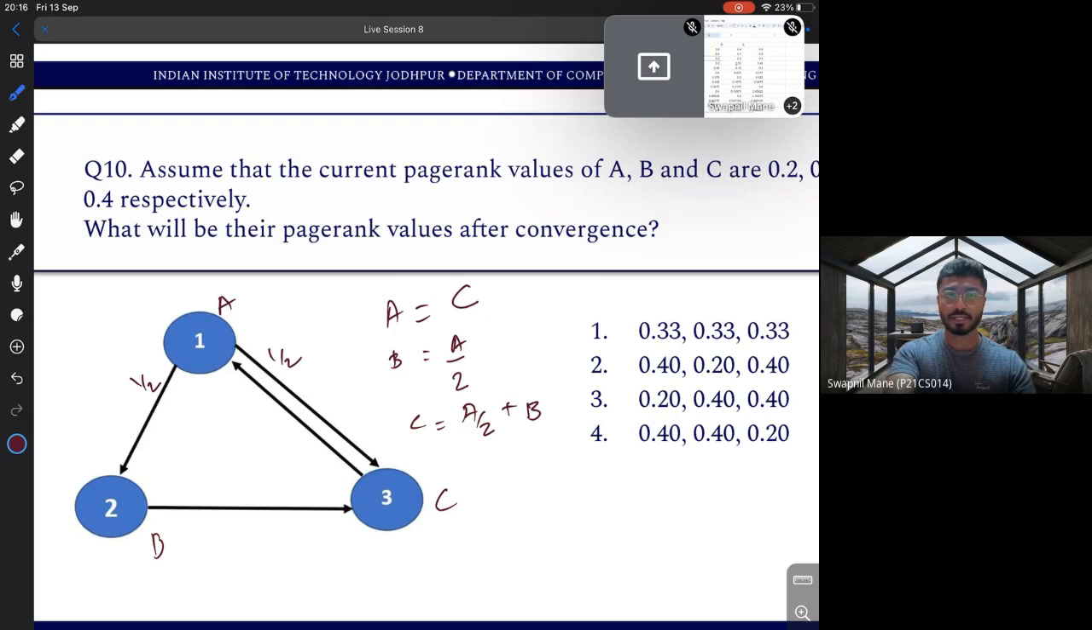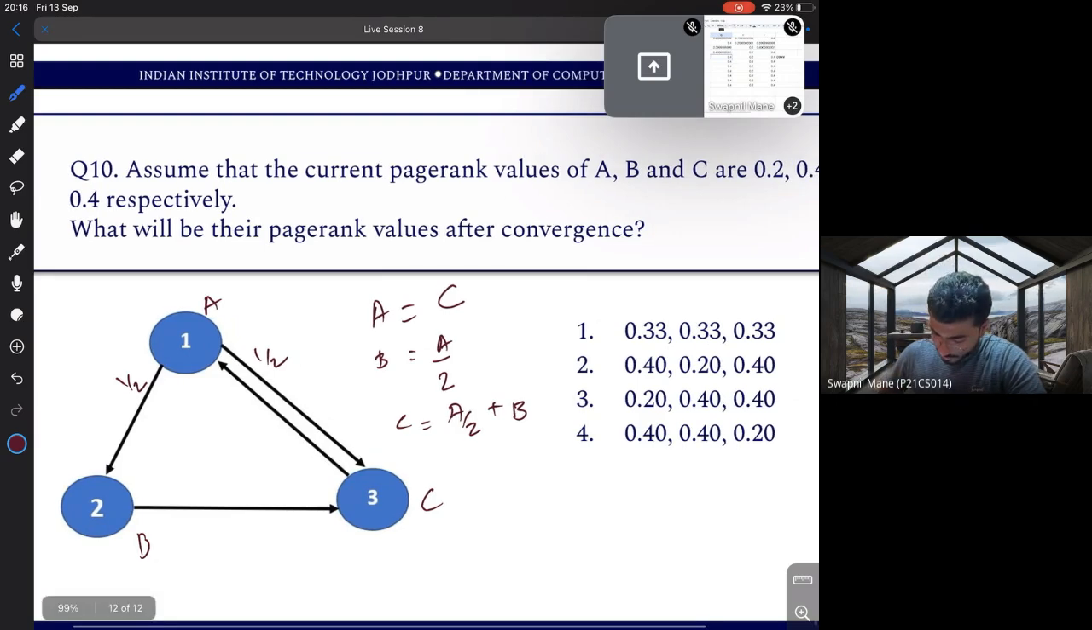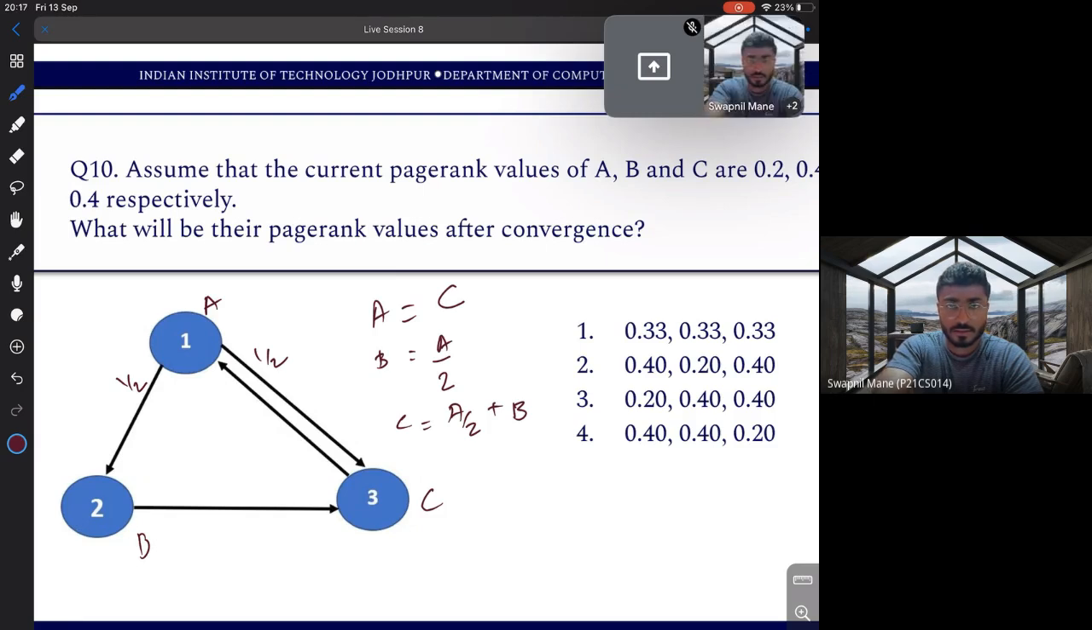And then we repeatedly applied them, and after some iterations we got converged values which are 0.4, 0.2, 0.4. This is the convergence point at 66 iterations. So here the correct option is 0.4, 0.2, 0.4, which is option 2. Option 2 is correct here.